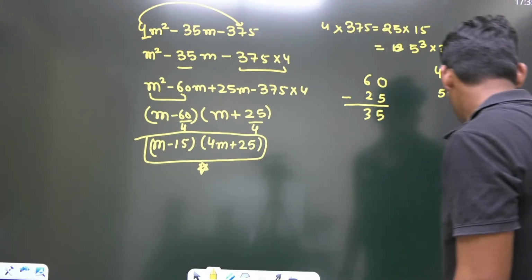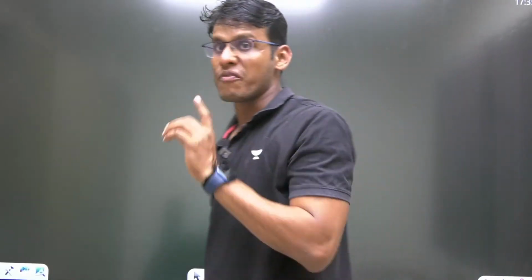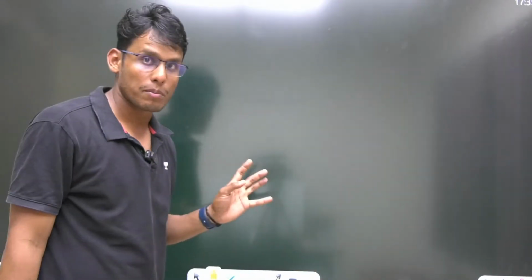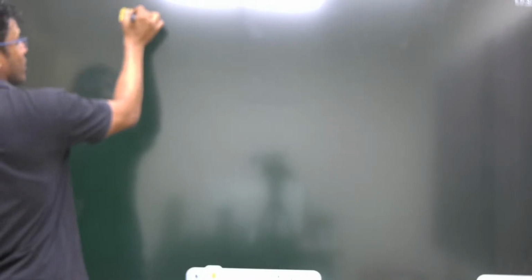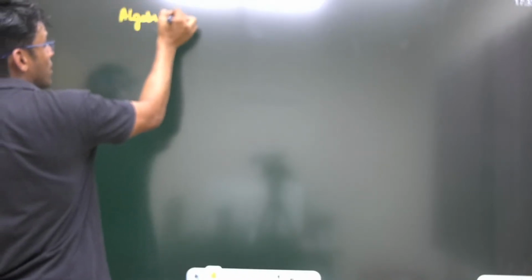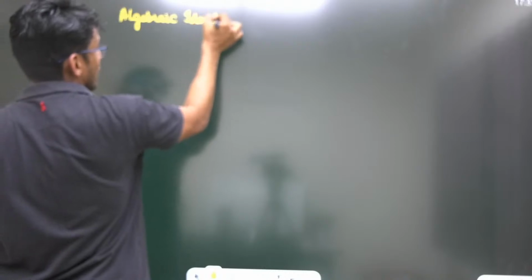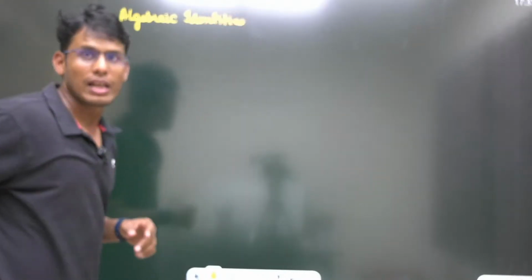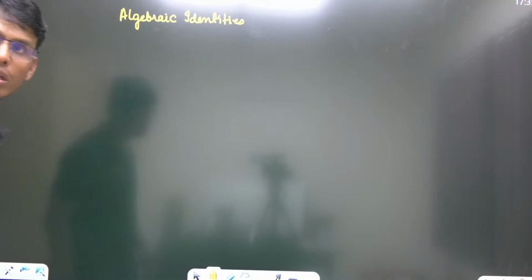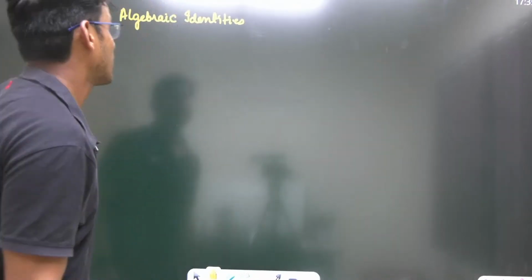Okay, perfect. I hope you have understood it. This is a very important method, by the way. Guys, this is a very, very important method. Now that you have factorized it, let's see some algebraic identities. Now we are on our second topic. We will remember some of the algebraic identities now.